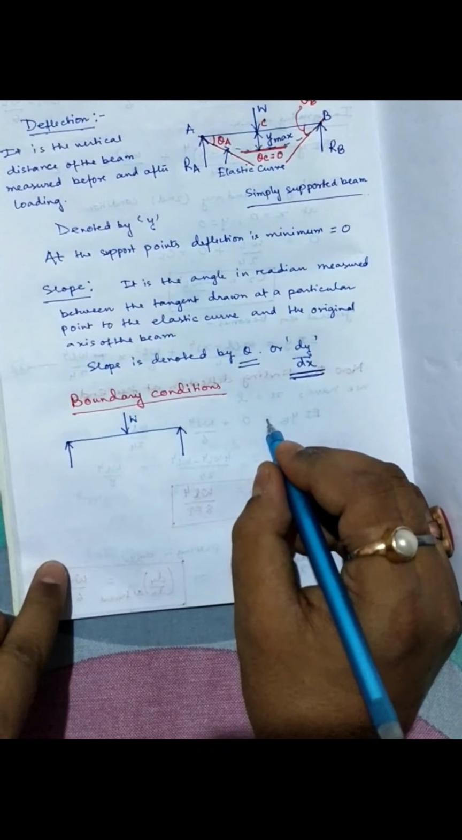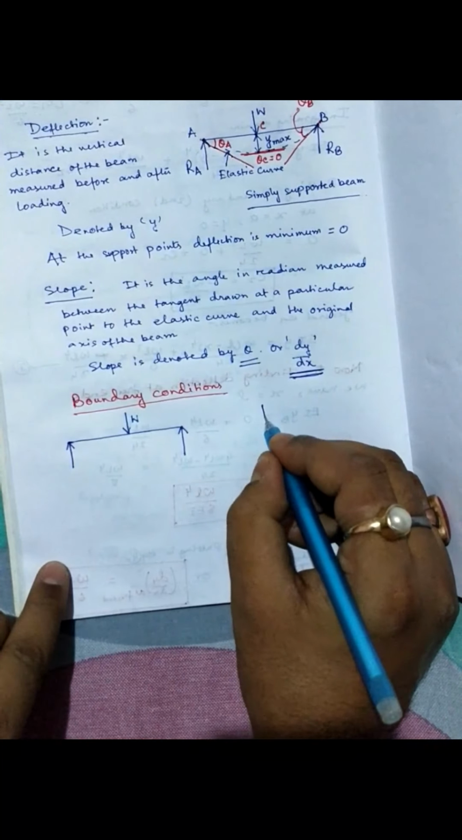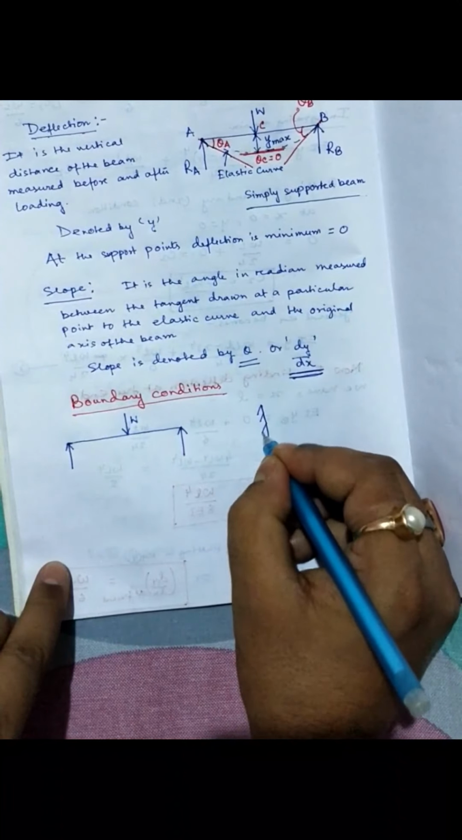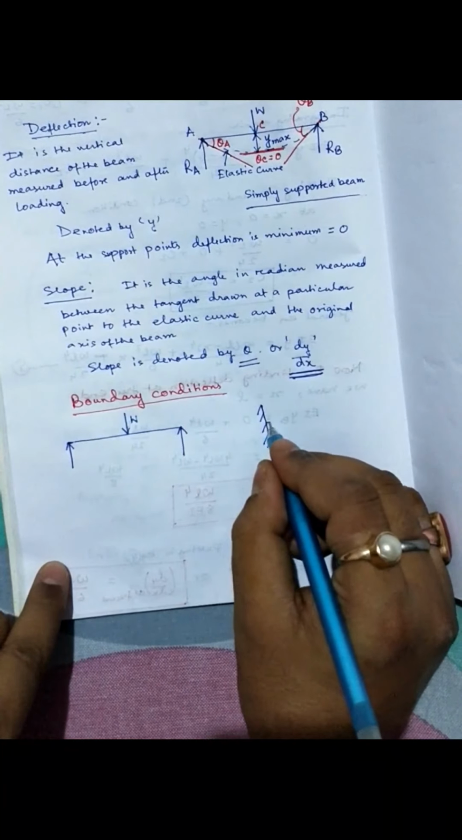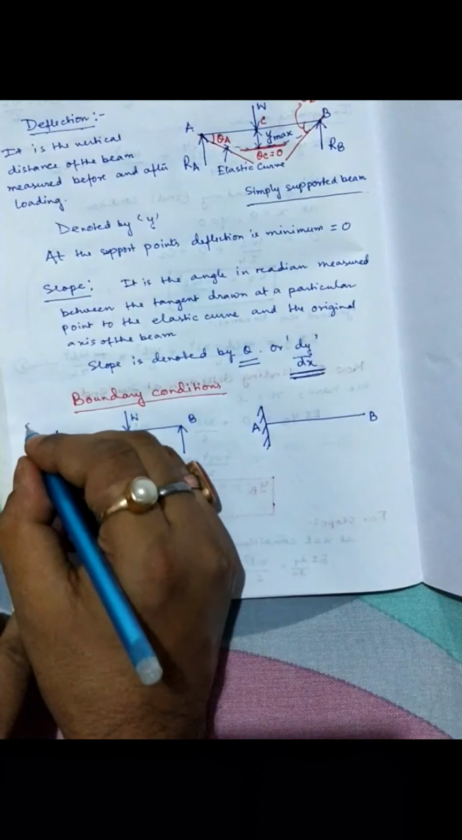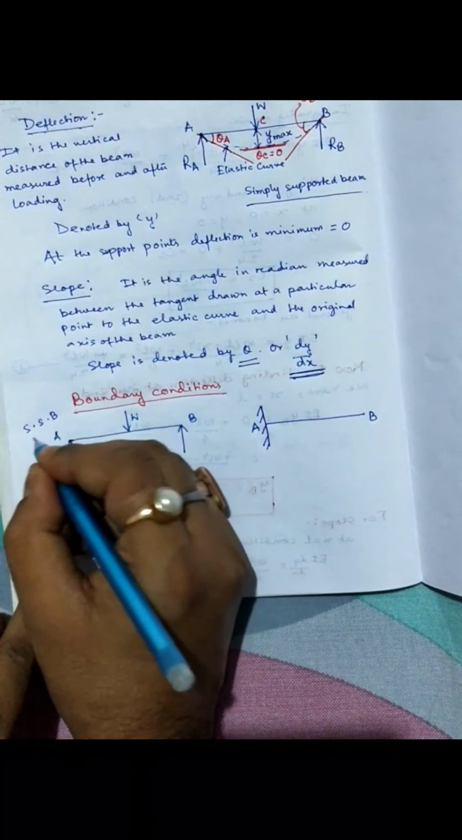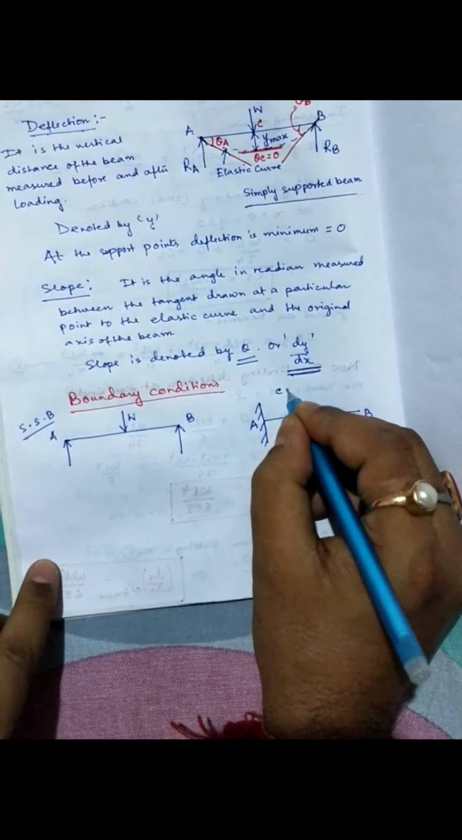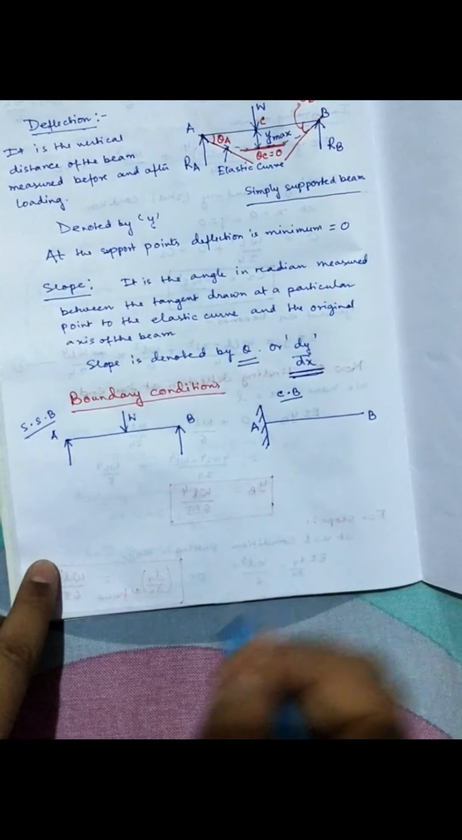Another is in case of a cantilever beam. So cantilever beam, as you all know, one end is fixed and the other end is free, right? So this is point A and this is point B. This is also point A and this is point B. This is simply supported beam. This is cantilever beam. I'm using the short forms here.